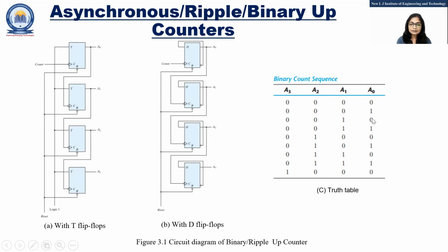Like this way, we will get the counting. It will start from 0, 1, 2, 3, 4, up to 15, because I am using 4 bits. So the highest count will be 15. Then after count 15, it will reset the circuit, means counting will start again from 0 0 0.